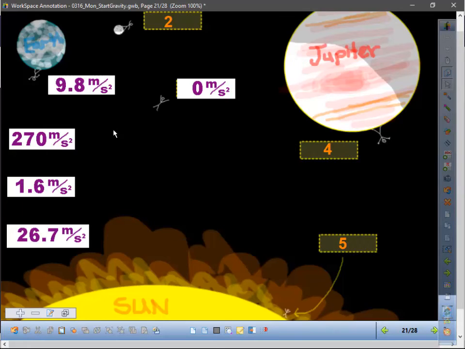So now you have to kind of just use your judgment. Now I got 9.8 on Earth, 0 in the middle of nowhere. Where on here do you think will be 270? Where do you think will be 1.6 meters per second squared? And where do you think will be 26.7 meters per second squared?